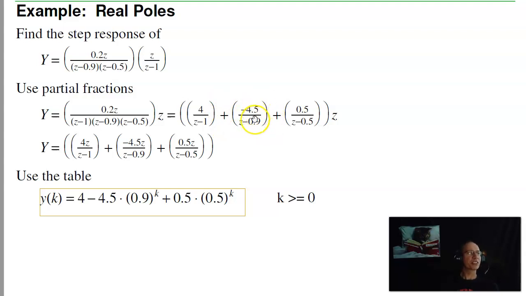Partial fractions. Multiply through by z again. These are in my table. This becomes 4 minus 4.5 times 0.9 to the k plus 0.5 times 0.5 to the k for k positive. That's why I have k.